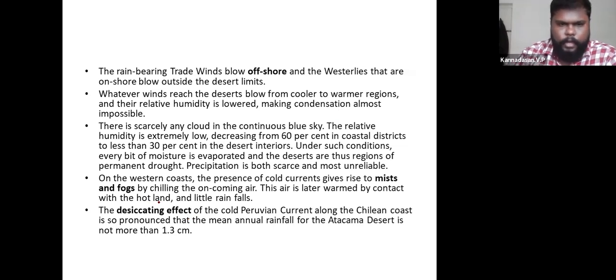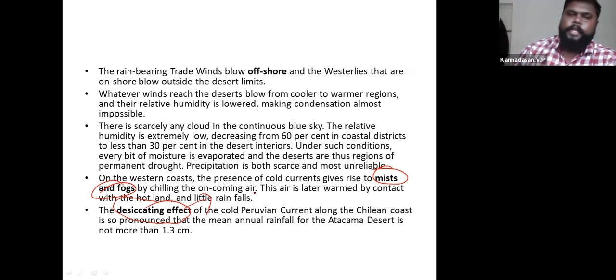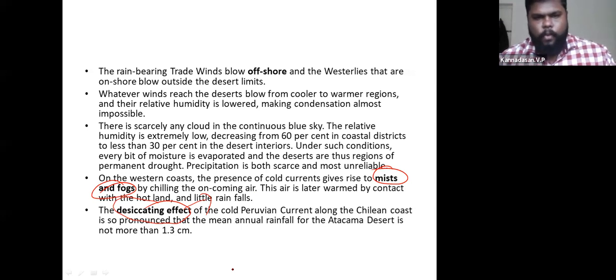When cold air enters into a warm region, what happens? Foggy atmosphere, right? So this is what happens wherever cold and warm ocean currents meet. The desiccating effect is where a cold current, a cold air mass, enters into a warm region, and the remaining little humidity is affected.